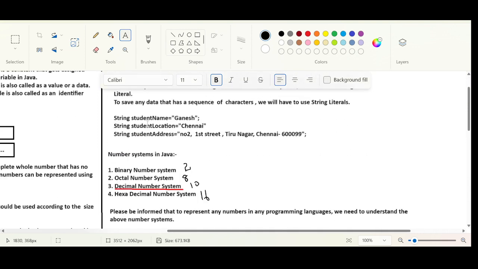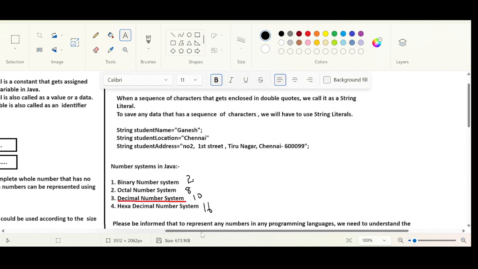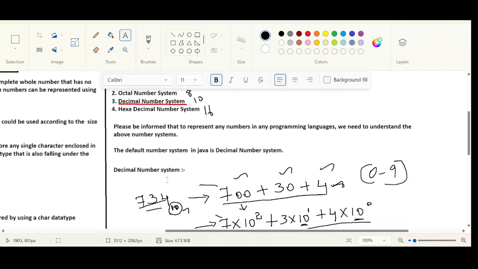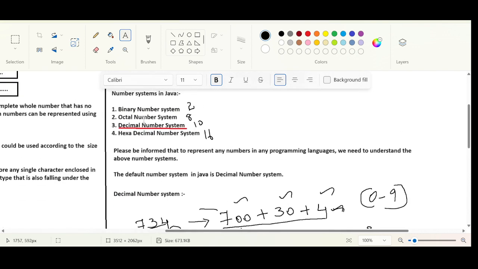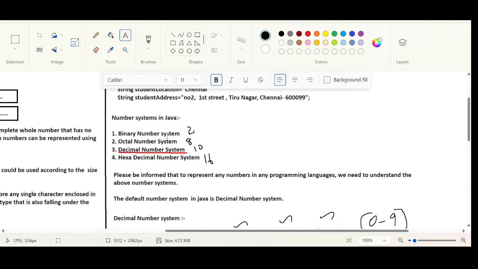After completing these literals, we have just started the number system. The number systems are classified into 4 types. We have binary, octal, decimal, and hexadecimal number systems. Understanding the binary number system is very, very important because the computer is designed to understand only the binary language.